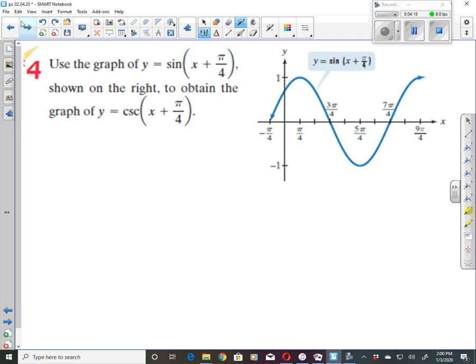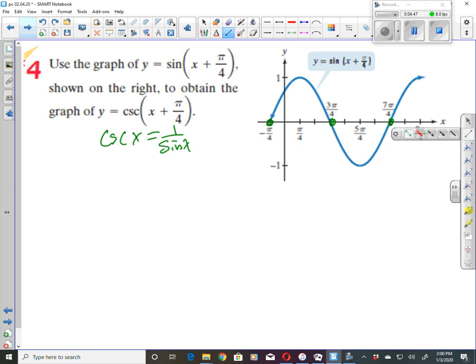The graph for the sine and the cosecant are also related, because we know that cosecant is equal to 1 over sine. So if I can graph the sine function, again, I can identify where it crosses the x-axis, here, here, and here. Those create asymptotes again.